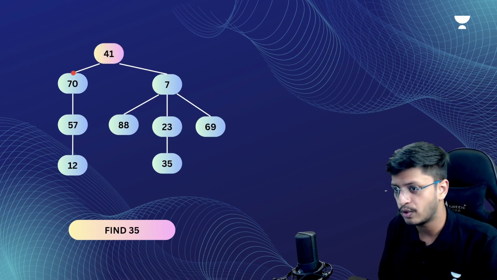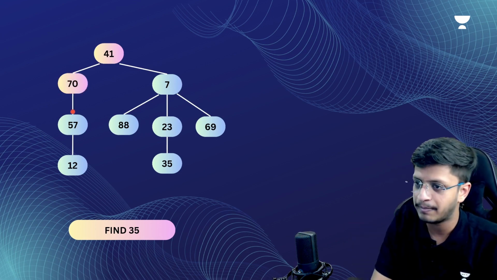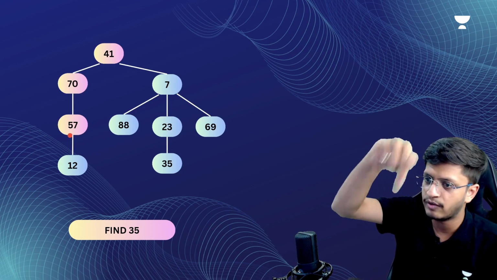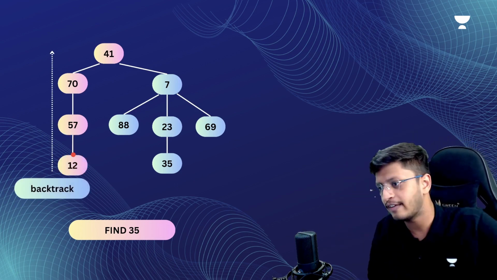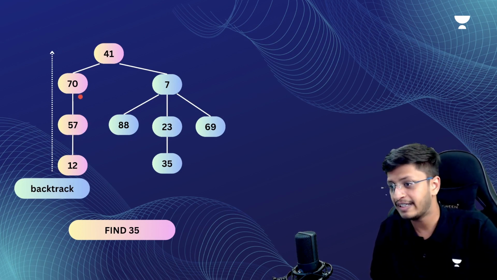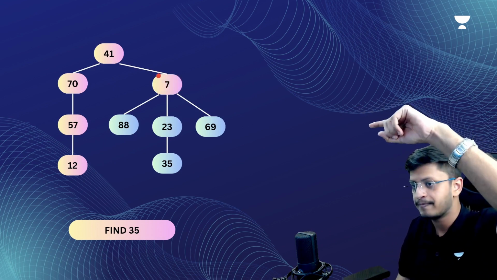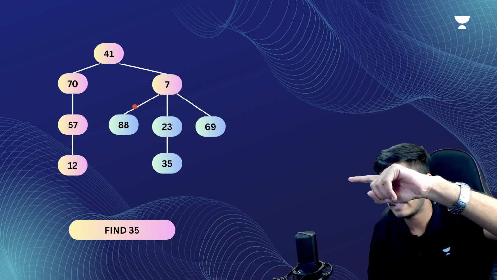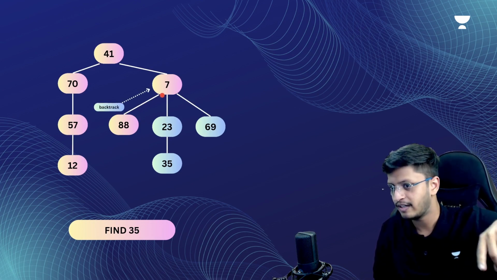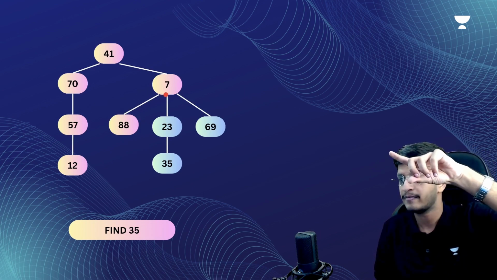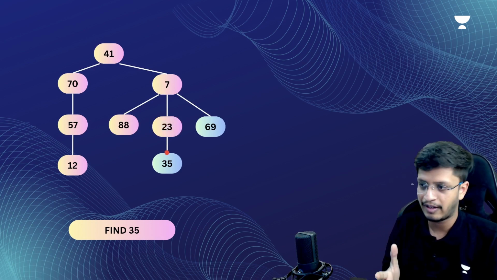So we start at the root node, we go till the last element, we go deep. From 41 we go to 70, then we go to 57, then we go to 12. So basically we are taking up all the left half of the tree. Now we didn't find the element, so we backtrack to the root. Then again we go to the right element 7, then we go to the depth, which is 88. We didn't find the element, we backtrack to 7, then we go to 23, then we go to 35, and actually we have found our element.